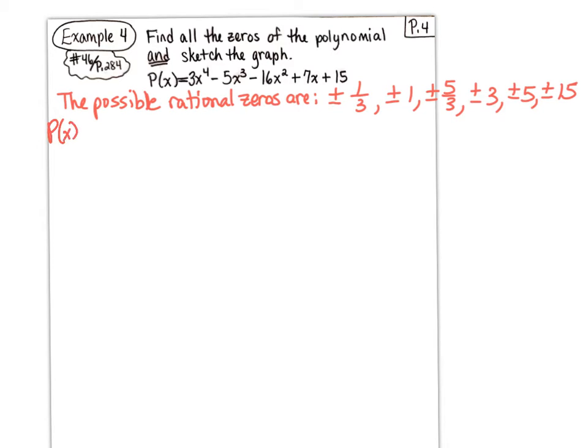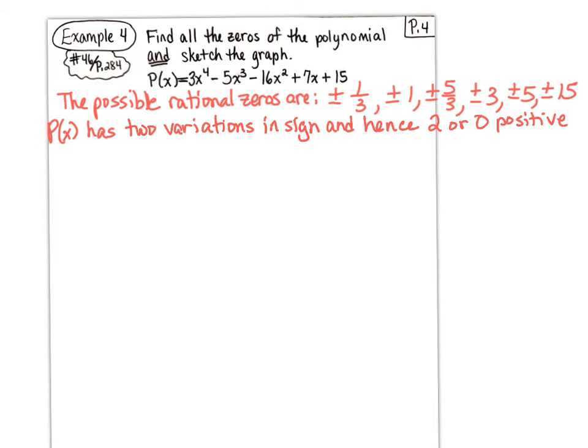P of x has how many variations in sign? 2. Very good, because it changes from positive to negative here. That's one variation. Here it stays the same. Here it changes from negative to positive. That's another variation, and there's positive. So P of x has 2 variations in sign, and hence, what can we say? There are 2 or 0 positive real zeros. You got it. 2 or 0 positive real zeros.